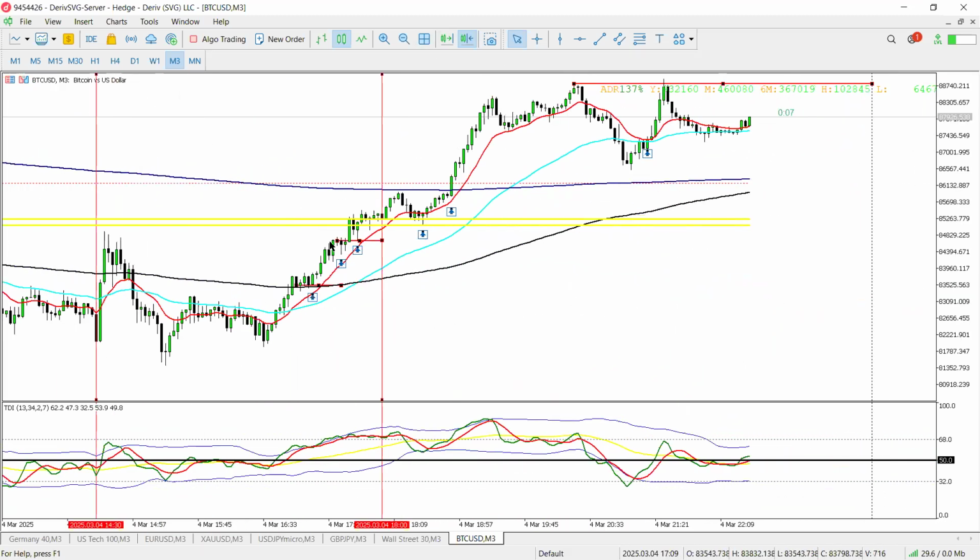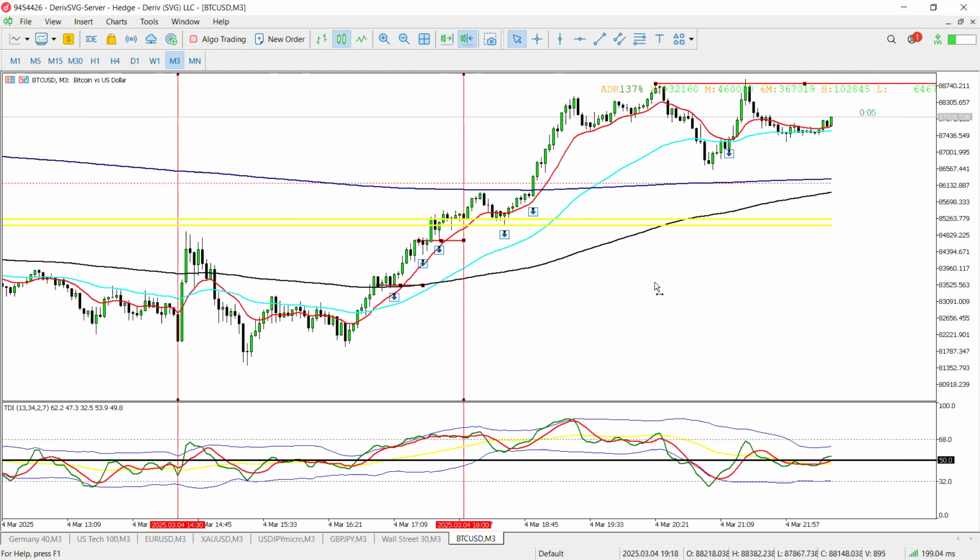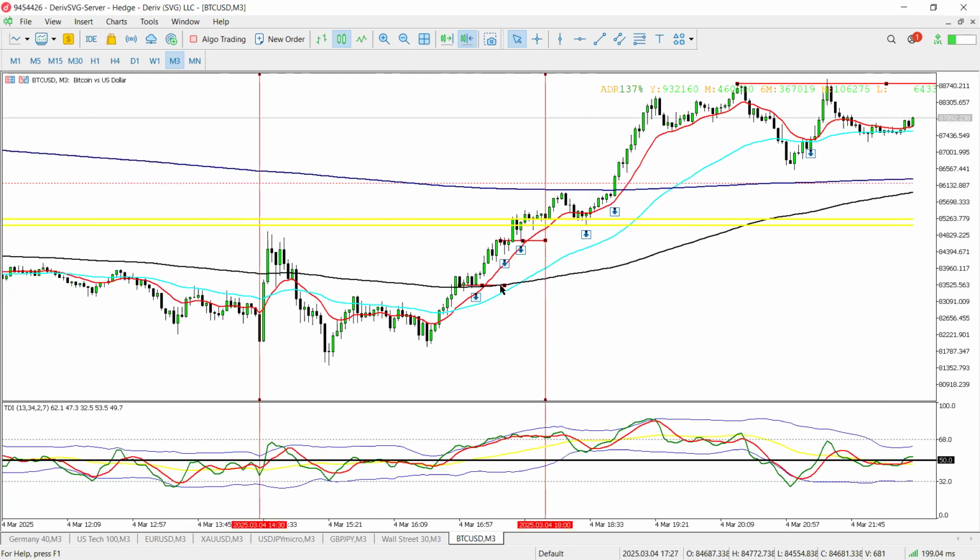This is Bitcoin. If you're trading crypto, same strategy, same thing across all assets. You can see we were bullish here. After 8 p.m., the trend, we had a continuation. So this is a nice pin bar, an inside bar, a bullish engulfing, and price just accelerated to the top.